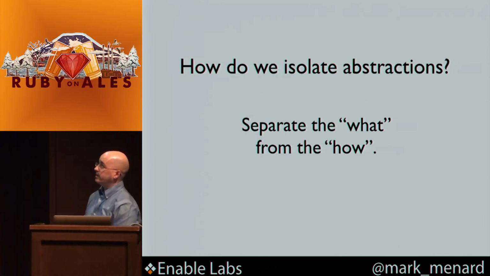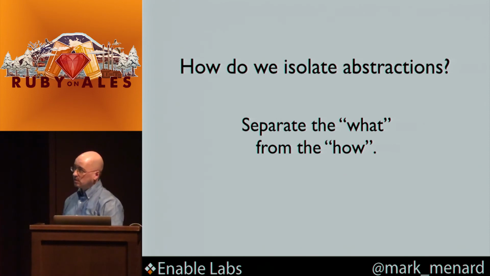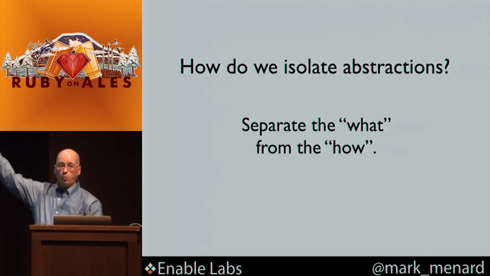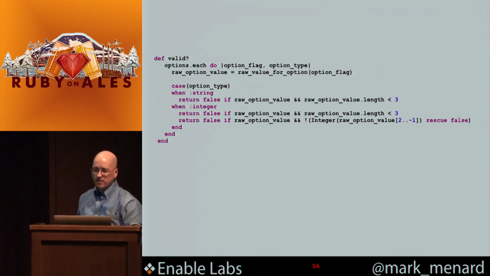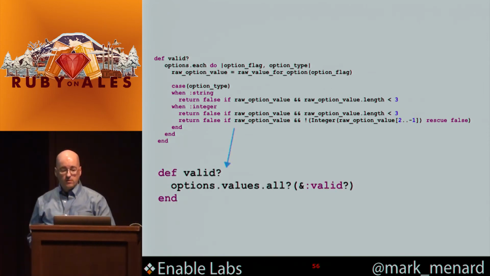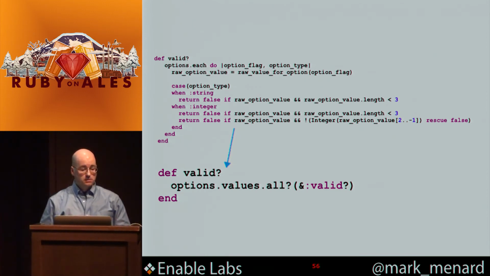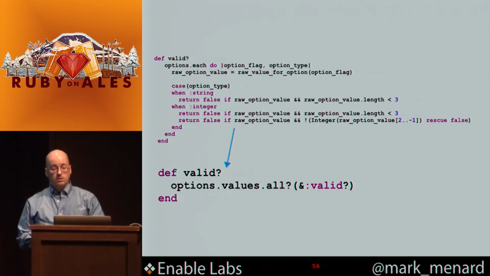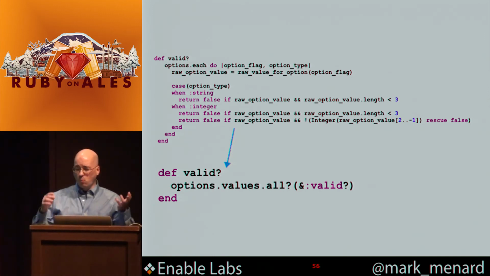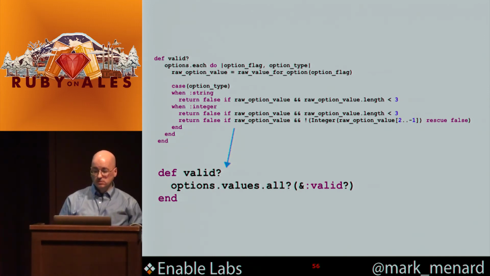So how do we isolate abstractions? I like to say, how do we separate the what from the how? You want to move from code that looks like this to code that looks like this. The original method contained all of the how. The second method says what we want done for us.